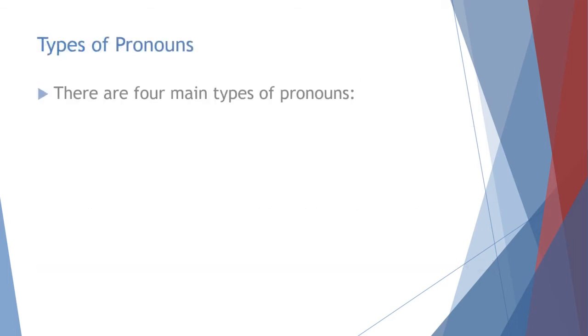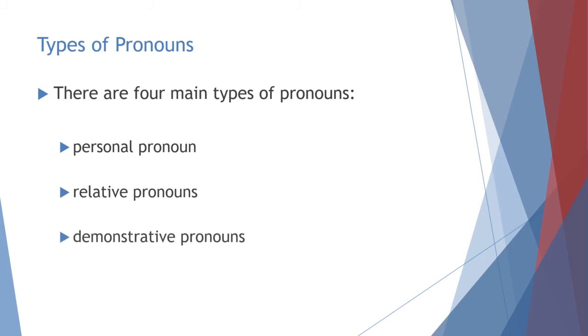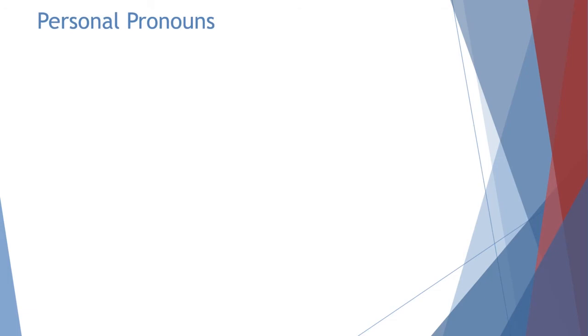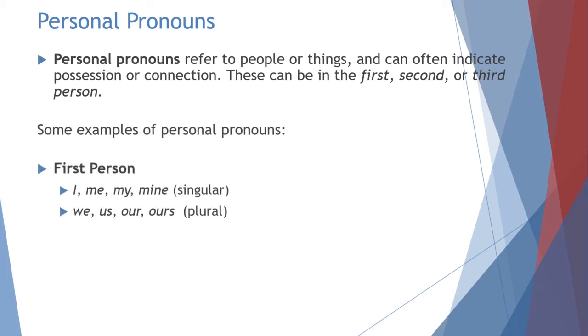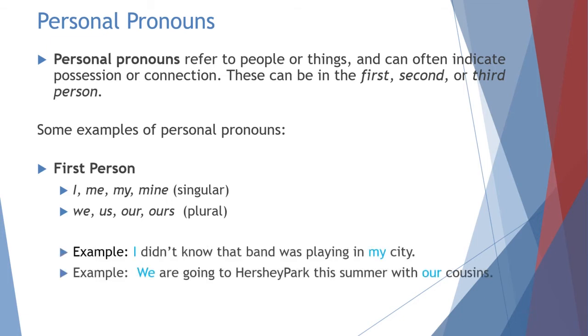Types of pronouns. Four main types of pronouns: personal pronouns, relative pronouns, demonstrative pronouns, and indefinite pronouns. Personal pronouns generally refer to people or things and can often indicate possession or connection. These can be in the first, second, or third person. Here are some personal pronouns. In the first person: I, me, my, mine. We, us, our, ours, for singular and plural.